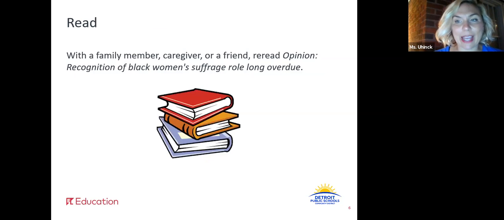All right, so let's go ahead and reread this article. With a family member, a caregiver, or a friend, reread opinion, recognition of Black women's suffrage role, long overdue. If you need the whole text reread again, remember on daily lesson 5, I read that whole text. So feel free to go back and listen to that again. All right, pause this video and reread now.